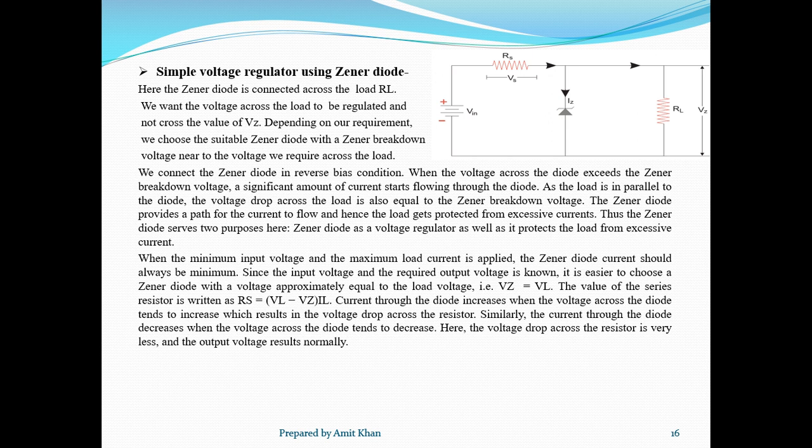So the current through the diode increases when the voltage across the diode tends to increase, which results in the voltage drop across the resistor. Similarly, the current through the diode decreases when the voltage across the diode tends to decrease. Then the voltage drop across the resistor is very less and the output voltage results normally.